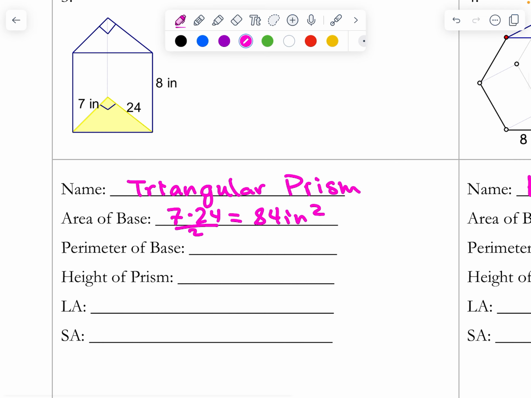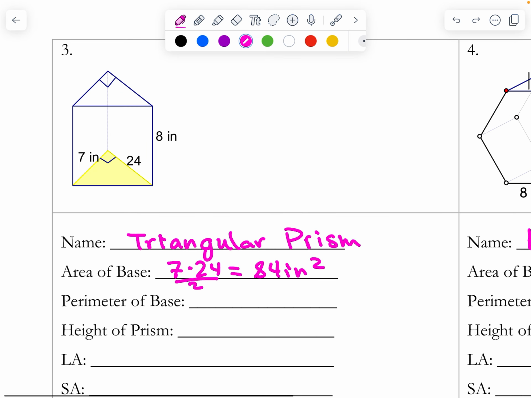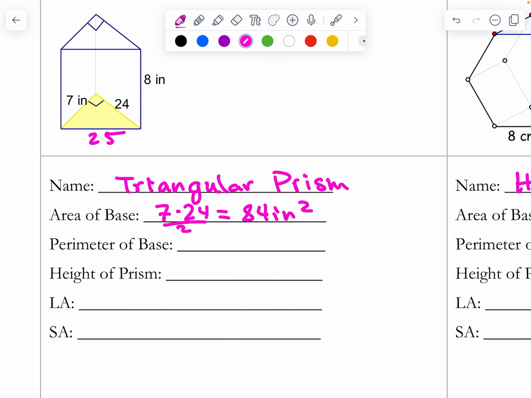Perimeter. Well, in order for us to find the perimeter of the base, we need to find this. So time for hypotenuse or Pythagorean theorem. However, I do know this triple. This is a 7, 24, 25 triple. So I'm just going to do that. However, if you need to, go ahead and use Pythagorean theorem. 7, 24, 25 means that we're just going to go ahead and add these, and we get 56 inches squared.